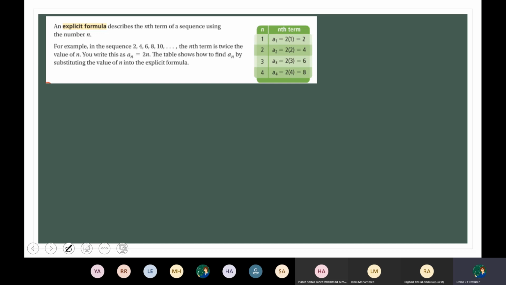Let's start now with the explicit formula. What is the explicit formula, and what is the difference between it and the recursive formula? The explicit formula describes the nth term of a sequence using the number n. I told you before that the sequence is like A1, A2, A3, A4, until An.